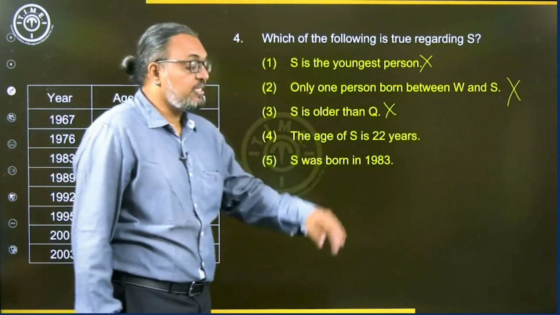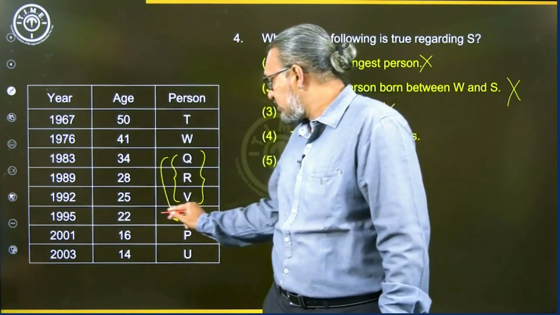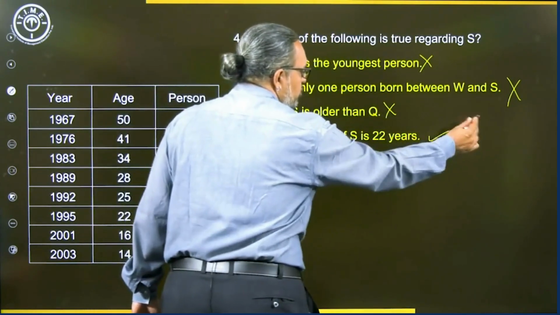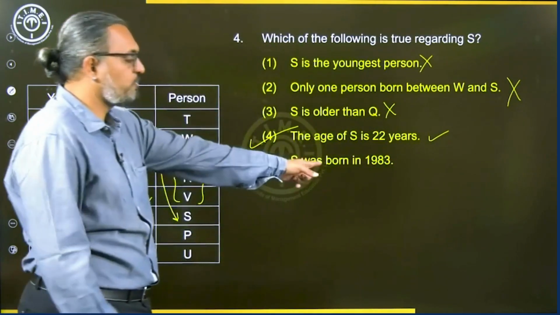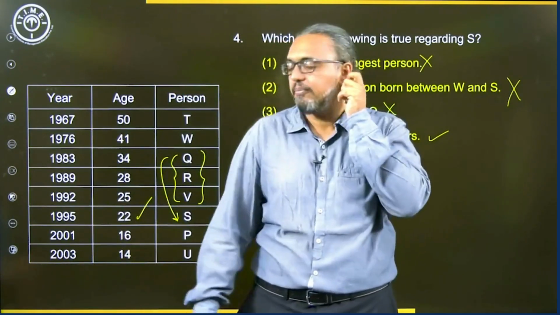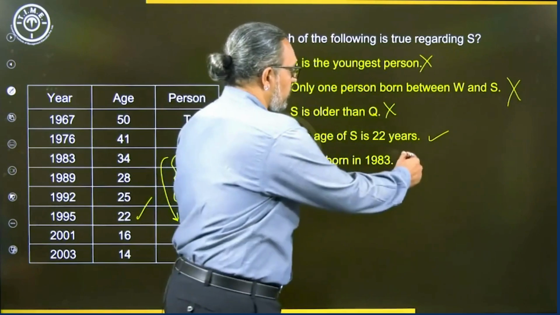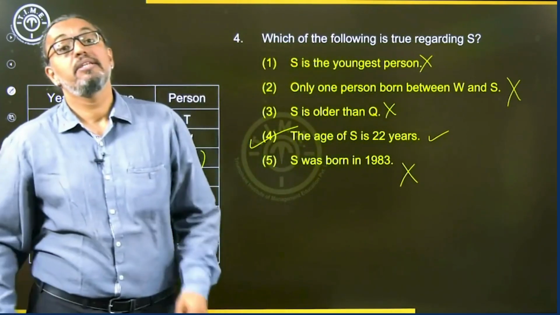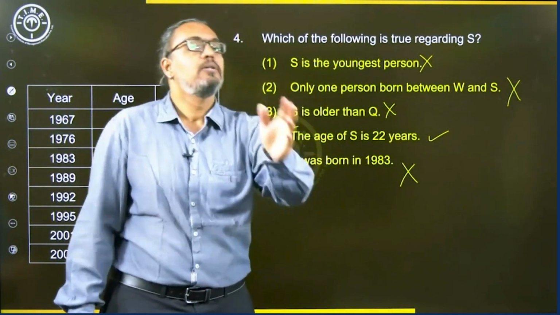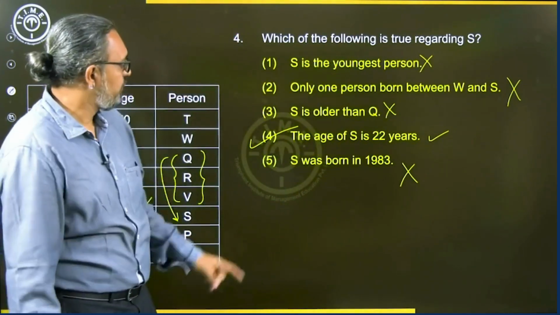Then the age of S is 22. Is it correct? Is the age of S 22? Yeah, that is what I am looking at. So this is true. So this will be my answer. S was born in 83. No, he was not born in 83. He was born in 95. So this also is false. So I need an option that is true. Now, sometimes you will say which of the following is false. So read it carefully. Okay. So, fourth option.